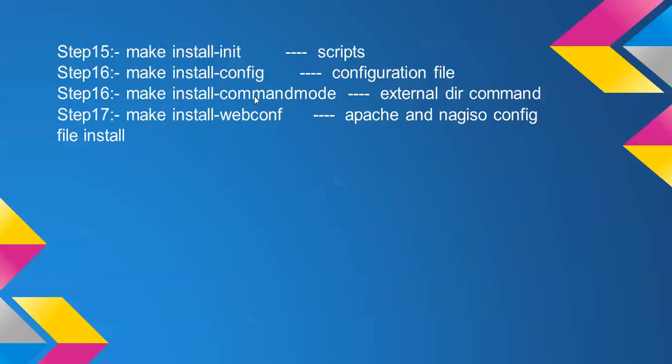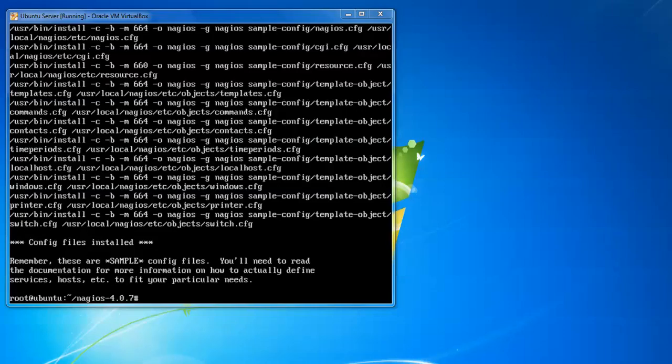Now we put the command make install-webconf. This is used for init, meaning the initial script configuration file. This is an external command used for the Apache Nagios configuration. We use that. Now we put the command for this one. Now we'll add the web config, the last command.